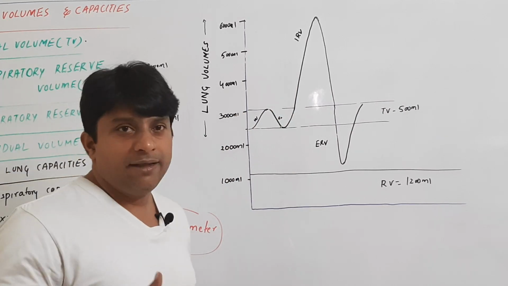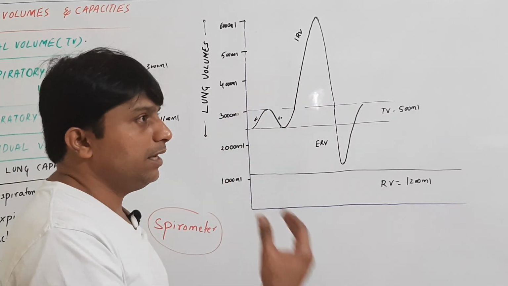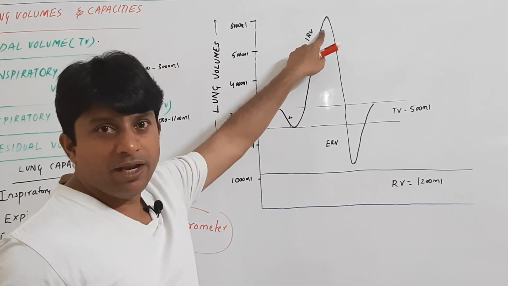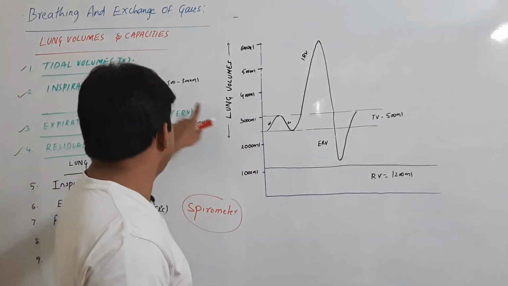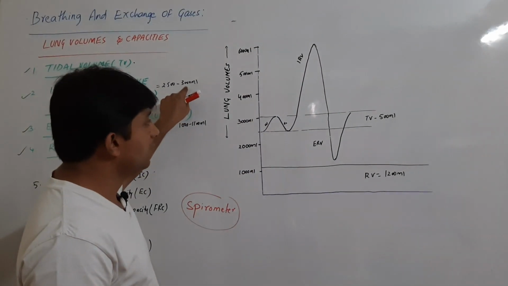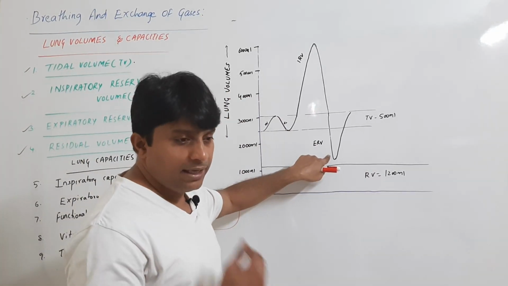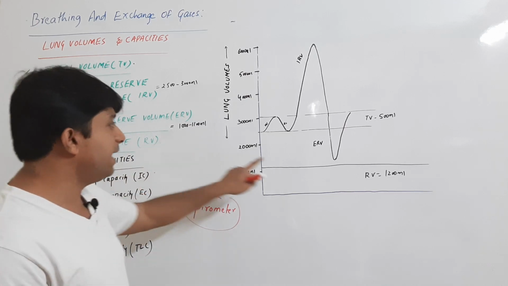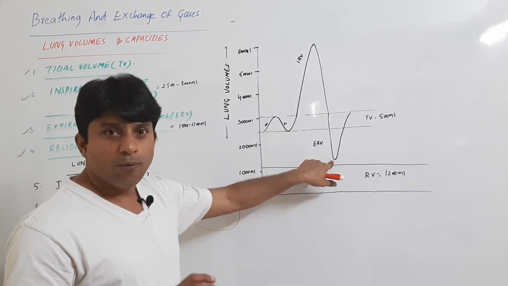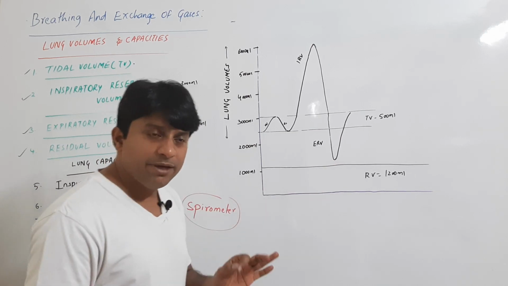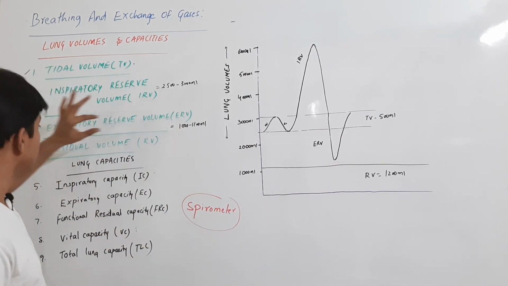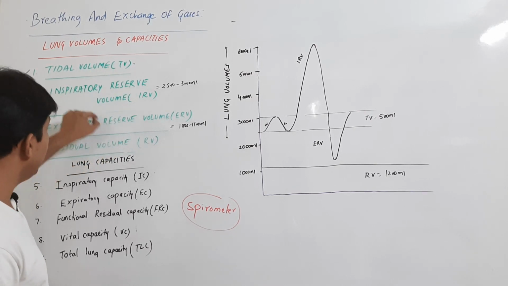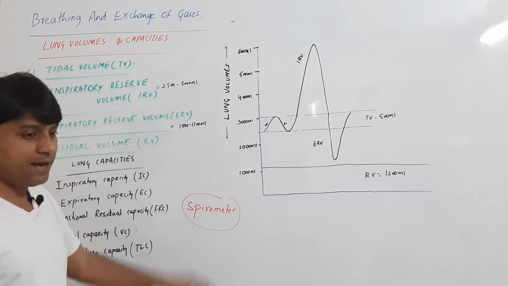And the volume of the air that is inspired in forceful breathing is called your inspiratory reserve volume, which is approximately 2500 to 3000 milliliters. And the volume of the air that is expired in forceful expiration is called expiratory reserve volume. These volumes can be measured by using a spirometer, whereas residual volume cannot be measured by using a spirometer. By adding a few of these volumes, we get capacities.